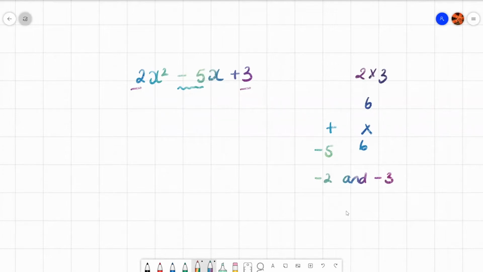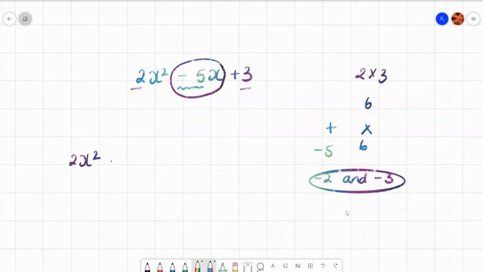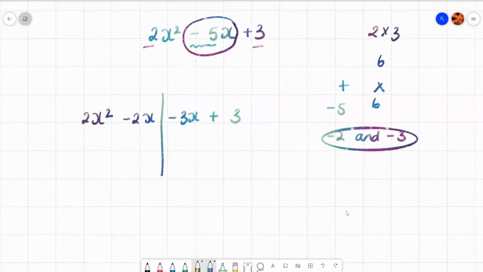So I keep the first thing the same, which is 2x squared. I just replace the middle with these two. So I'm just going to write minus 2x minus 3. Again, this can be in any order. It will still work. I'm going to split down the middle, and you factorize both sides. So factorize here, I know I can take an x out and a number 2. Inside the bracket, it's going to become x minus 1, because 2x times x is 2x squared, and 2x times minus 1 is minus 2x.